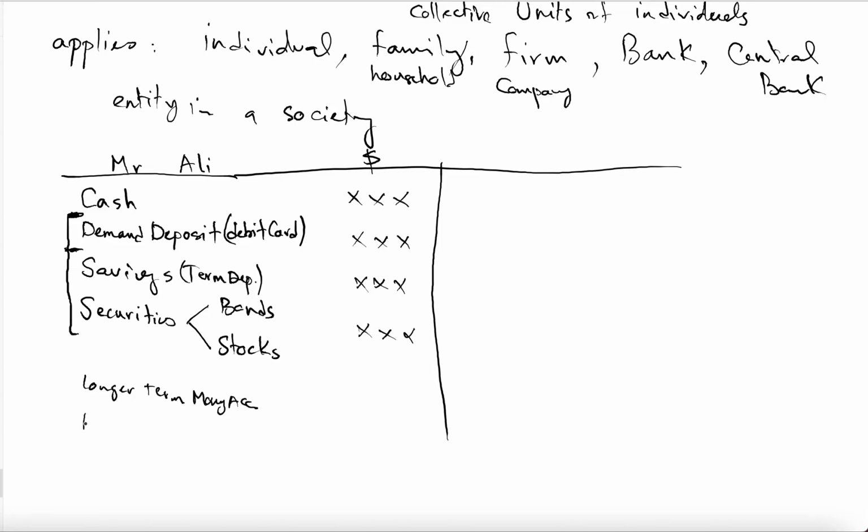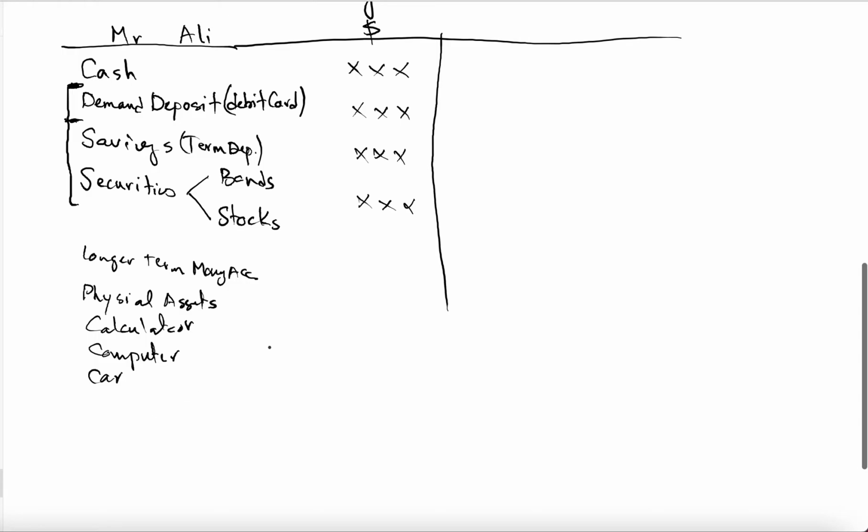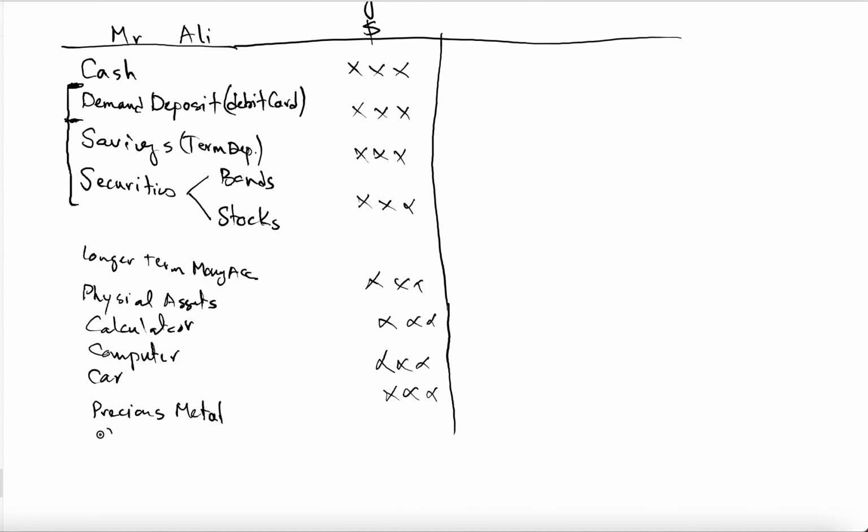Then might be coming to some physical assets, such as a calculator, a computer, a car. So these are valuable items which belong to Mr. Ali, and he has its market value at that moment. It means that if he sells, he can make money like this. Second-hand car or whatever. And there might be some precious metals, that is also gold, silver. If he's got some, he would take the value.